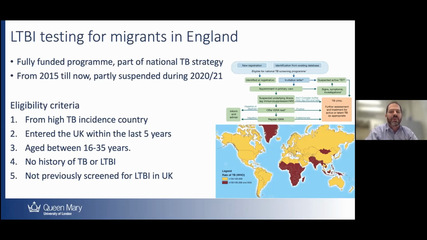Then there is also a latent TB testing program for migrants in England. This is a fully funded program and is part of the national strategy, and it's valid since 2015. It's running with some dips, I should say, during the COVID pandemic. This is an IGRA-based screening program. Eligibility criteria are: from a very high TB incidence country, more than 150 per 100,000, or sub-Saharan Africa, who entered the UK within the last 5 years, and aged between 16 and 35 years.